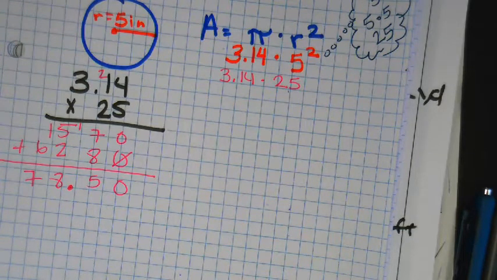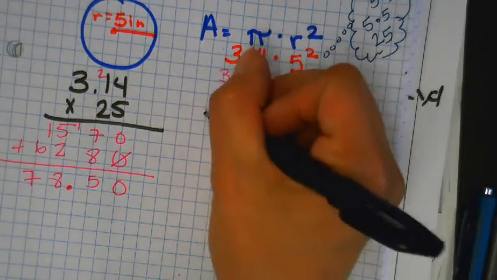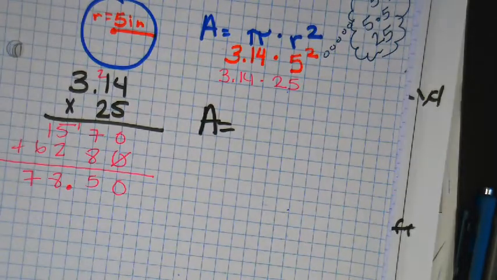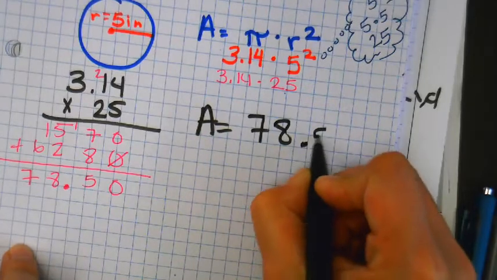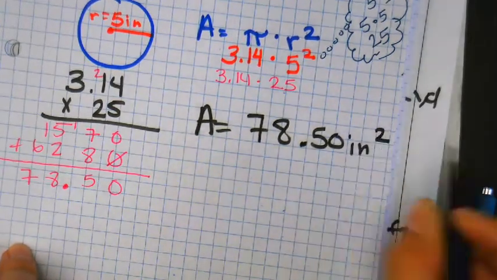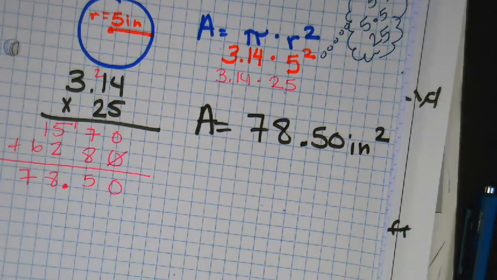Okay, so who can actually tell me the final answer, including the units? Julio? 78.50 inches squared. I like how you added this square part. So when we're talking about area, your units have to have a square on it. Circumference, no square. Area, a square. Okay, are we so-so? Okay, let's try another one.